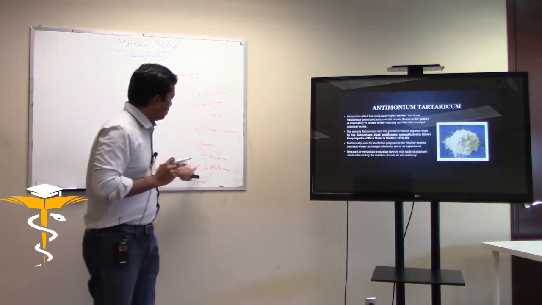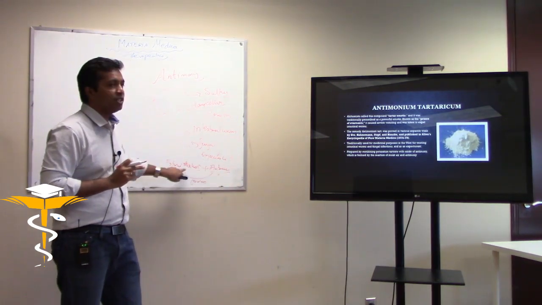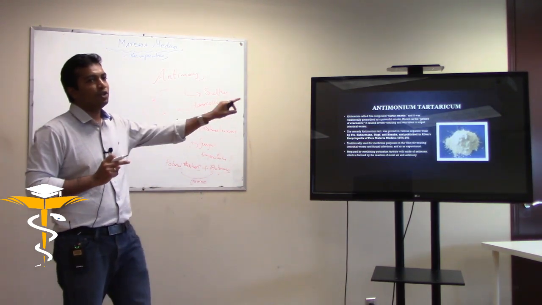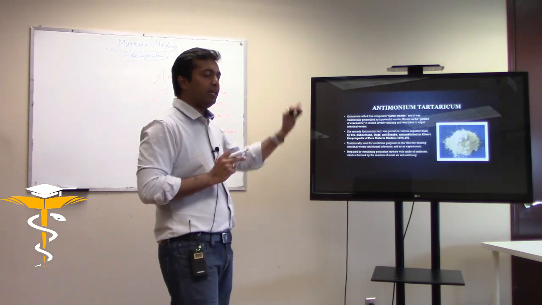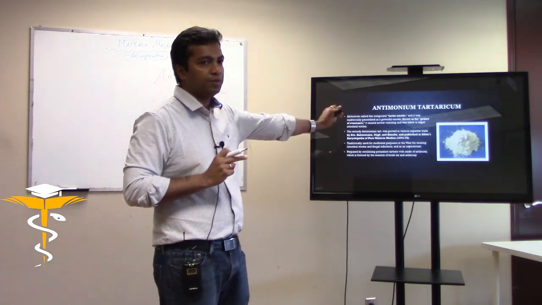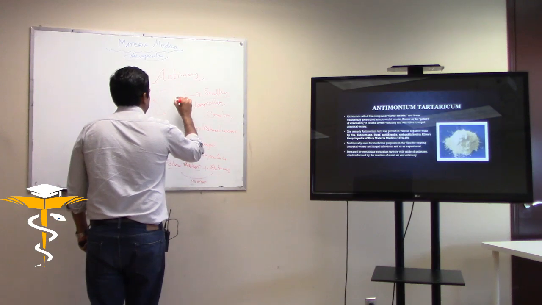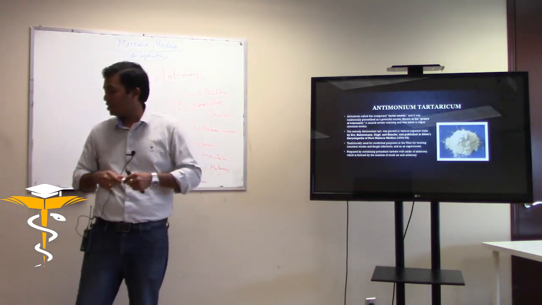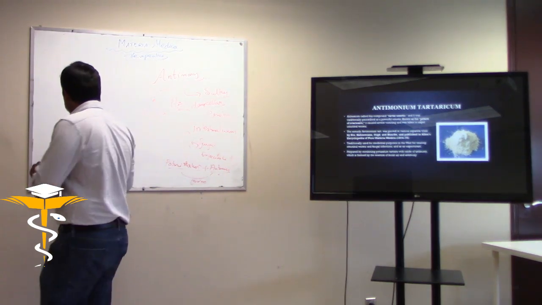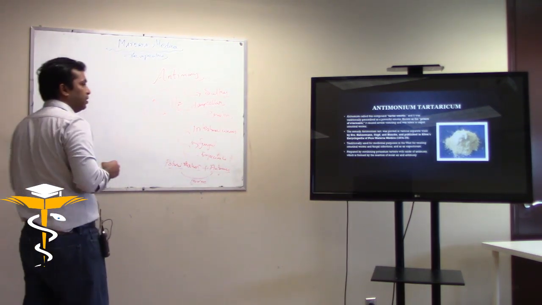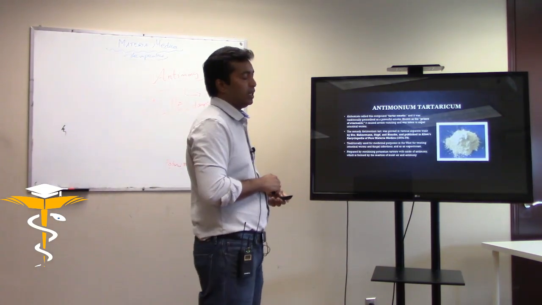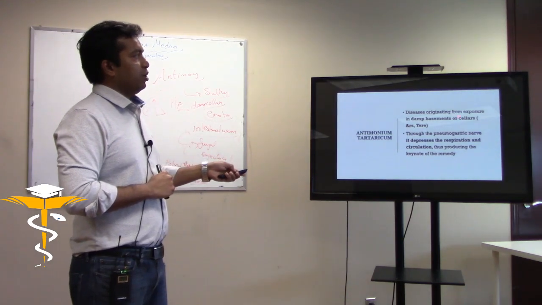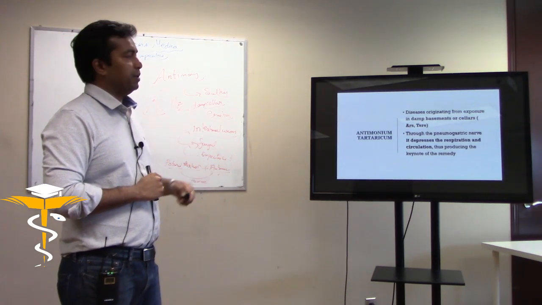So how was the remedy formed? Antimonium with potassium tartarate, but how did these two join together? Only in the moist air. That's why moist air aggravation is there in tartaricum. That's why they'll have all the problems. Ailments from damp cellar, ailments from moist air, all of these are ailments from. Okay, so that is antimonium tartaricum. So, diseases originating from exposure to damp basements.